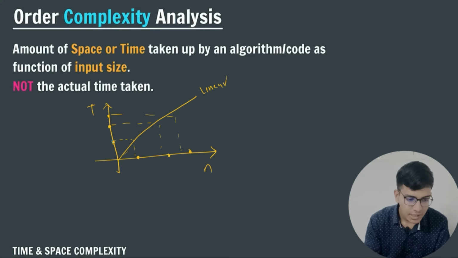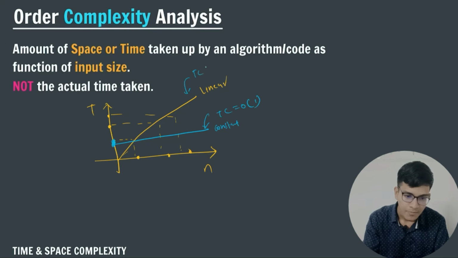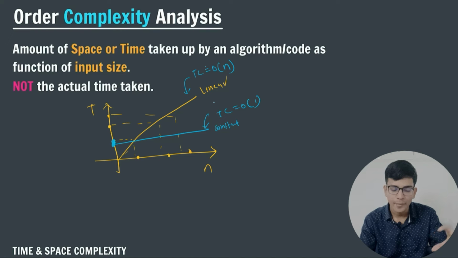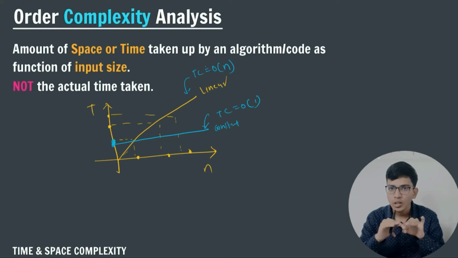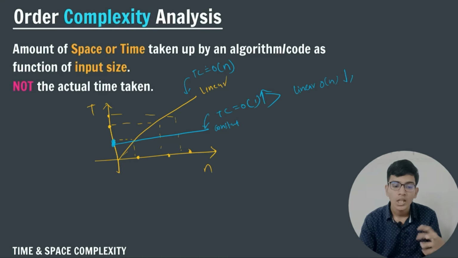Let us consider that this is the constant time, and as the parameter increases, our constant time will not change. So here the time complexity is big O of 1. Here the time complexity is big O of n. So this is linear time complexity and this is constant time complexity. You have to remember one thing: linear time complexity is not efficient when compared to constant time. Constant time complexity is way more efficient than linear time complexity, right? Big O of n is less efficient when compared to constant time.